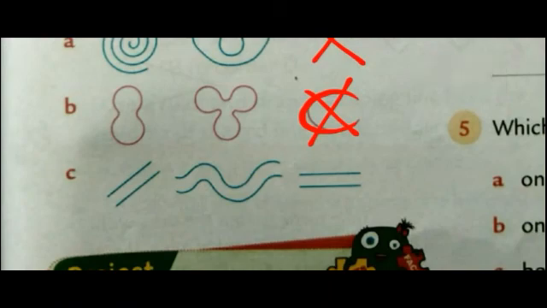Now see the third one. Here these are two straight lines. And these are the last one also two straight lines. But this is a curved line. That means it is odd. So we will cross it. Okay. Now see the next question.